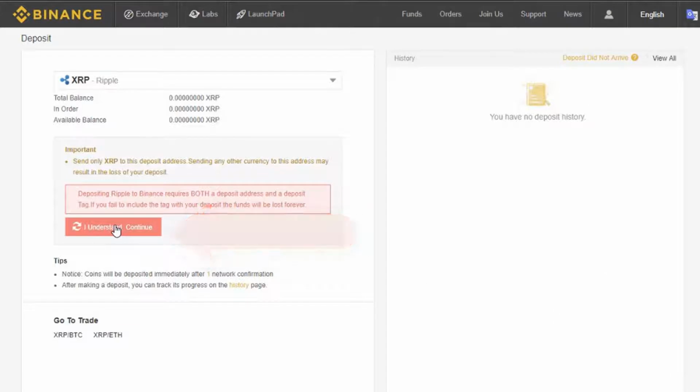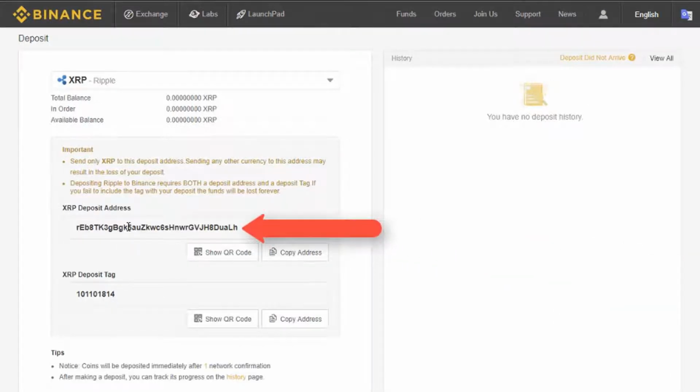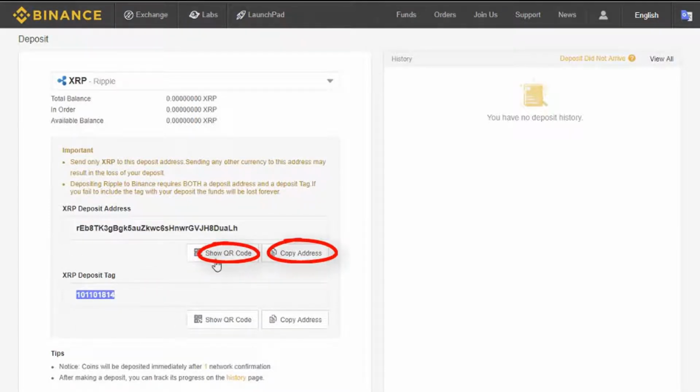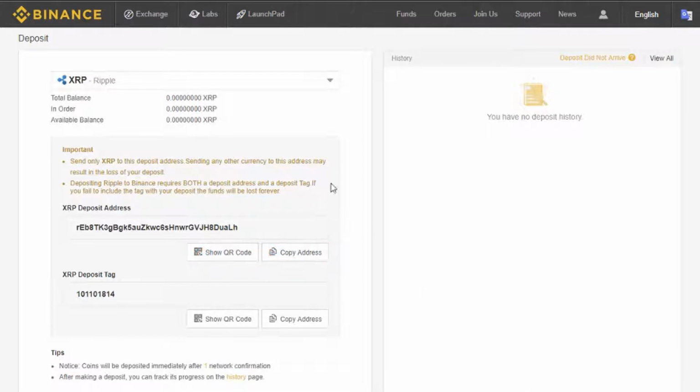There you will see the Ripple deposit address and the Ripple deposit tag, which again you can copy the address or utilize the QR button. That's one of the nice features about Binance. They alert you to the differences and the nuances of each particular cryptocurrency that you may wish to deposit. Now let's go back and deposit some Bitcoin.